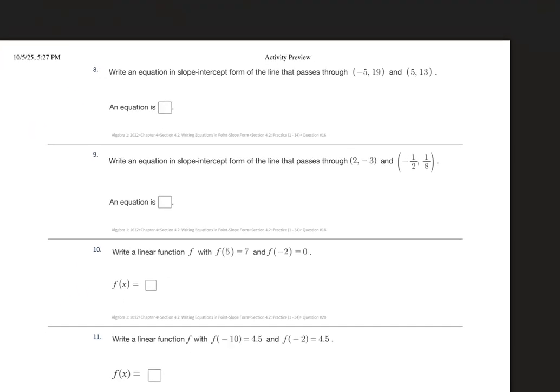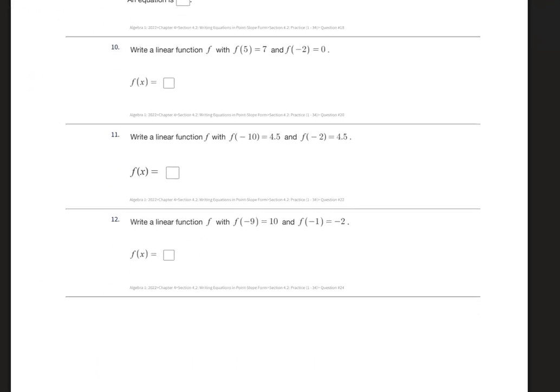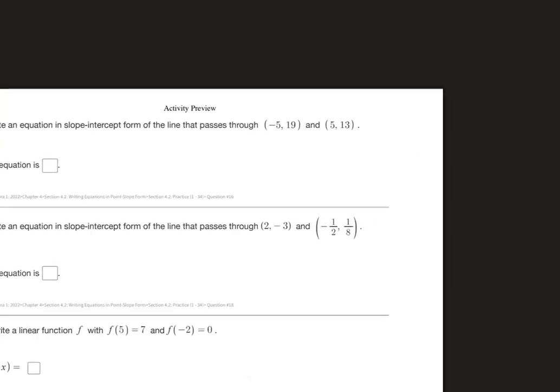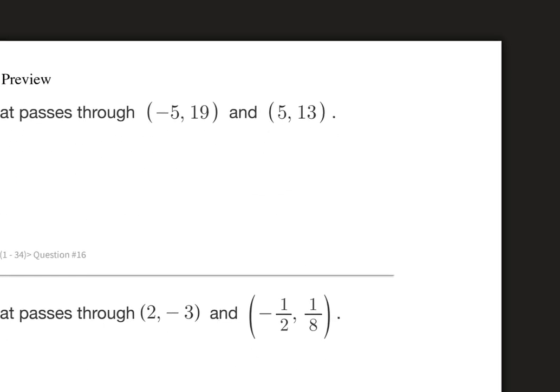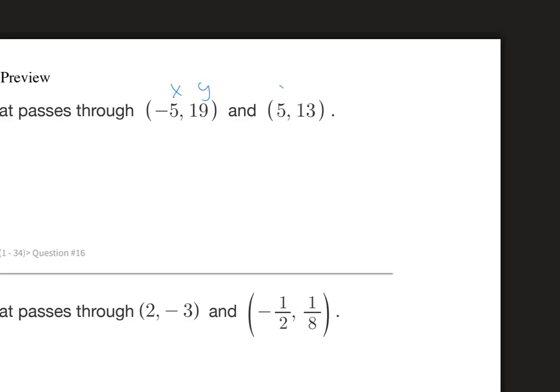Write an equation in slope-intercept form of a line that passes through those 2 points. We're going to do it like 5 more times. Okay? Okay. So let's jump in here. X, y, 13 minus 19.